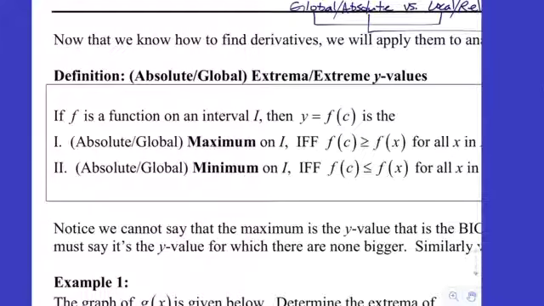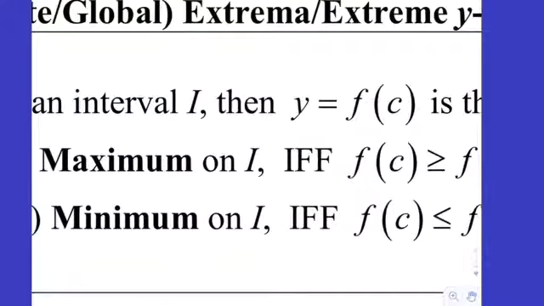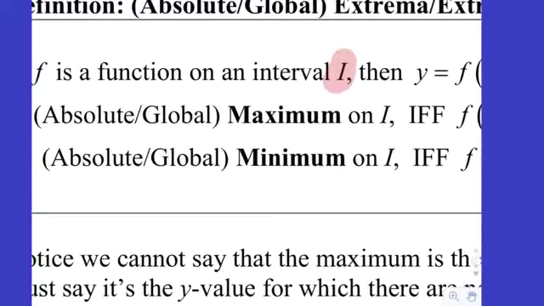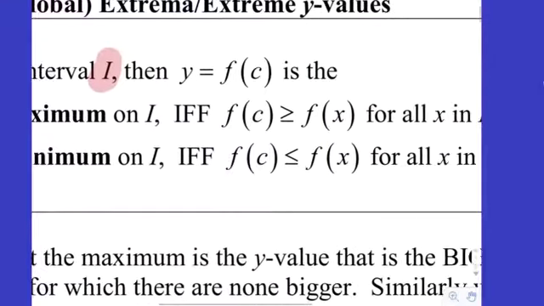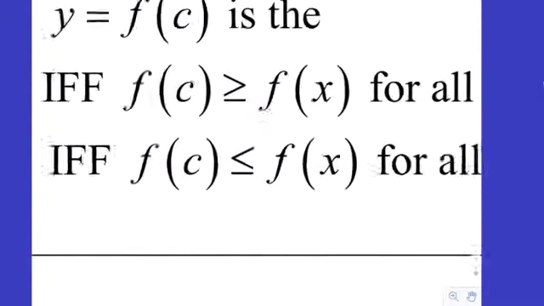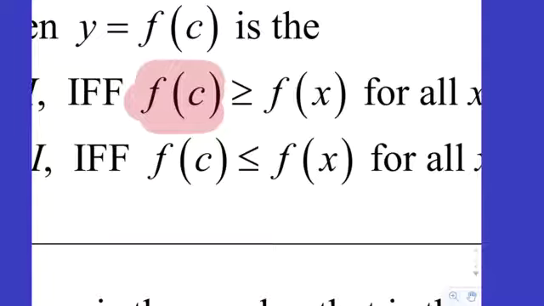All right, so let's say we have some function on some interval I. It could be an open interval, it could be a closed interval, half open, half closed. Then we know that there is an absolute maximum or a global maximum if and only if f of c is greater than or equal to f of x for all other x in the interval. We would call f of c the maximum value.